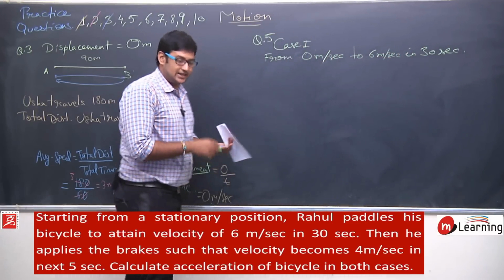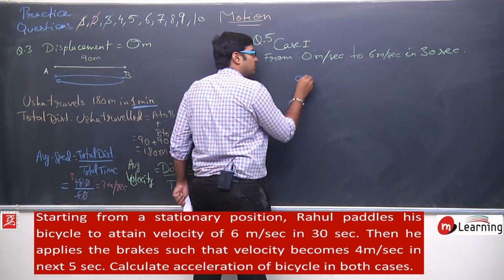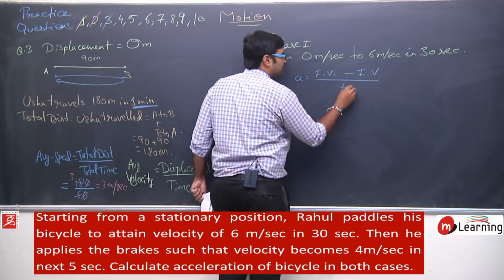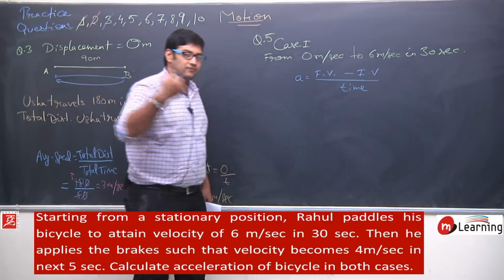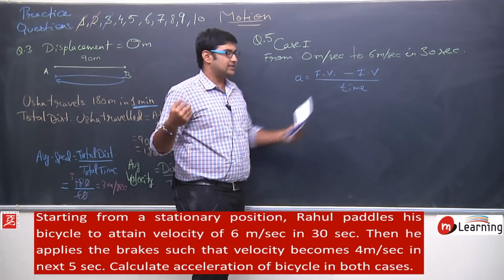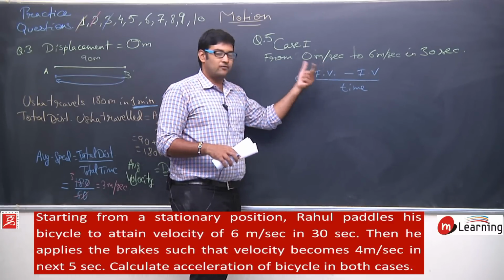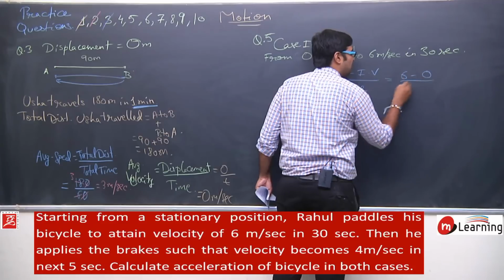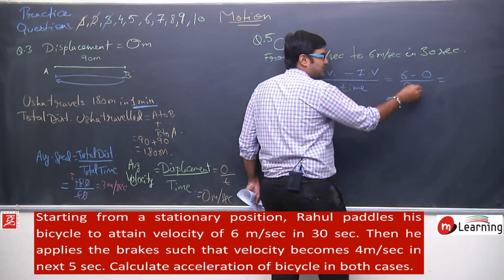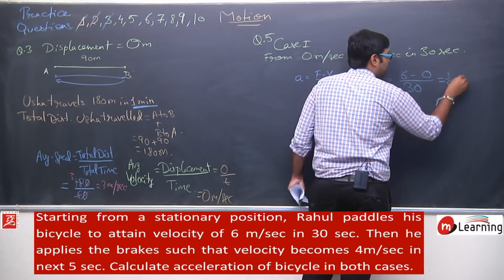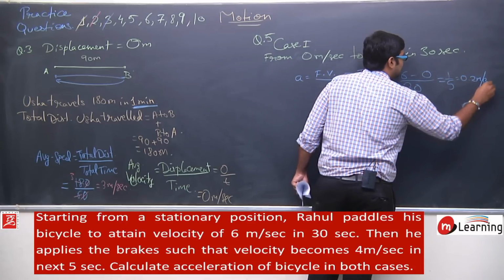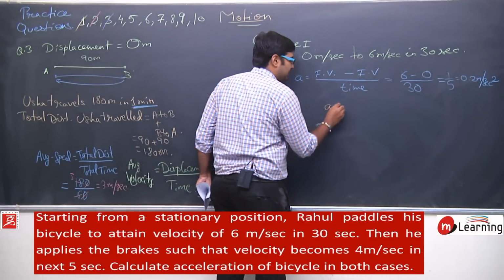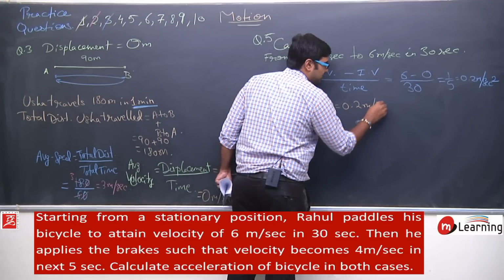So how to calculate the acceleration? Acceleration is final velocity minus initial velocity upon time. Okay, acceleration means finally what velocity it attained minus the initial velocity, what's the initial velocity of Rahul, upon how much time it required. So final velocity is 6 minus initial 0 upon 30. When you solve this, 6 upon 30 is 1 upon 5. 1 upon 5 is 0.2 meters per second square. Because we are calculating acceleration, the unit is meters per second square, so acceleration is 0.2 meters per second square.